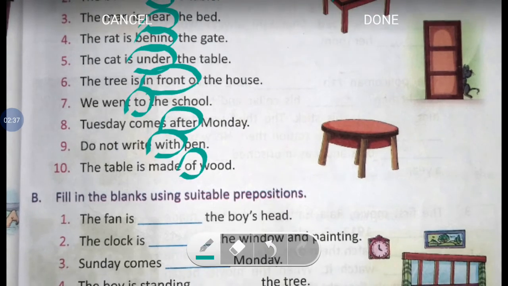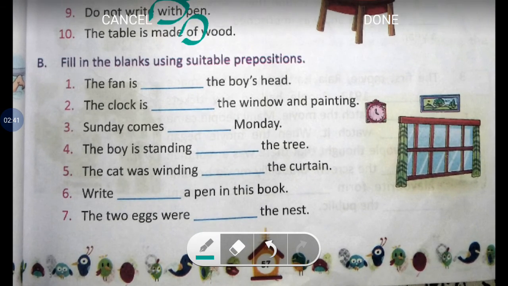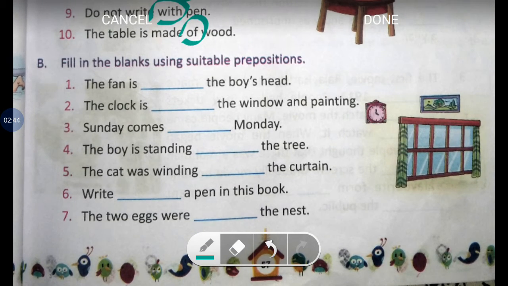Next up, we have solved exercise A. Now let's see what we have to do in exercise B. In exercise B, we have to fill in the blanks using suitable prepositions. So the first, इसमें हमें blanks में suitable prepositions को fill करना है. The first sentence is, the fan is dash the boy's head. We can write over. क्योंकि फैन क्या होता है, आपके सीधे ऊपर होता है, इसलिए over the boy's head. The fan is over the boy's head.